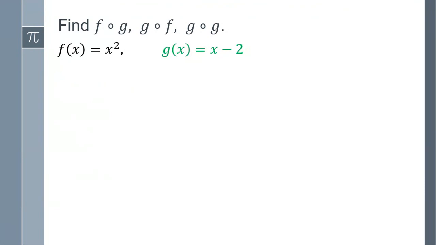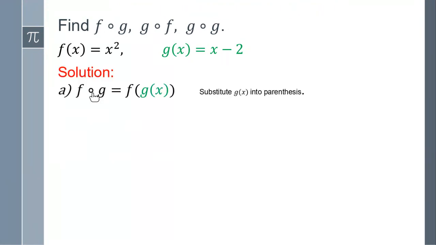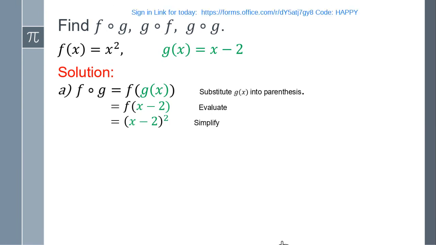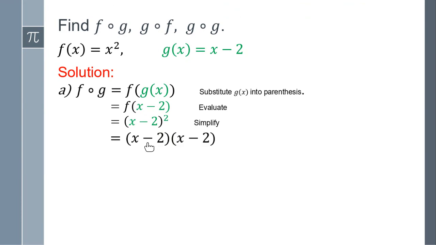Okay, let's do one more example. So here we have x squared, and then we have x minus 2. And so if we want to find f composed with g, then we're going to have f of g of x, substitute the x minus 2, and then we're going to take the x minus 2 and plug it in for x squared. And so this would become x minus 2 squared. So then depending on the software that you're using, if you're using MyMathLab, sometimes it's going to take this as your answer. But I know for sure in WebAssign, you want to go ahead and multiply this out.